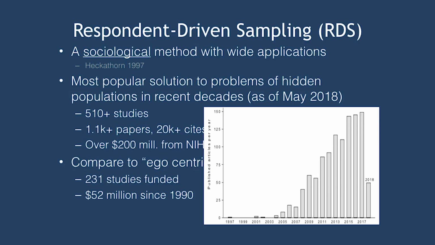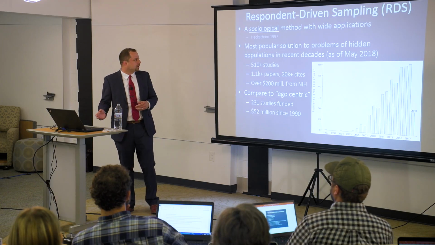But the main thing is the original method was proposed in 1997 by Doug Heckathorn, and it really relied on some core sociological principles, including the idea that people are linked in a network, and also that you can leverage certain elements of social relations to get people to recruit other people, which I'll come back to in a second.